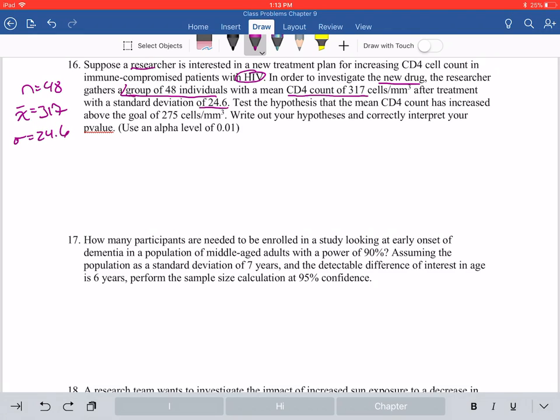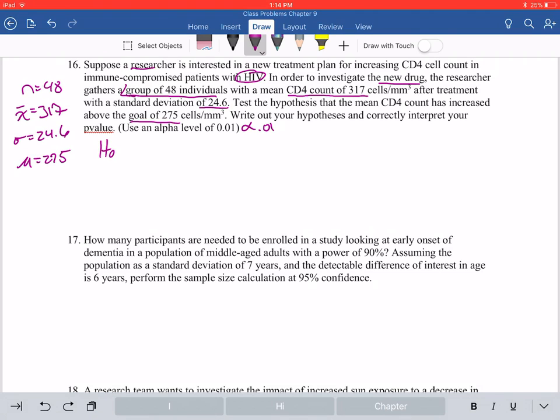All right, so what else do we know here? We know that we want to test a hypothesis that the mean CD4 count has increased above the goal of 275. So we know our goal is 275, and that's going to be our mu equals 275. All right, so this is what we know. Let's correctly write it out. Oh, and we know our alpha level is 0.01.